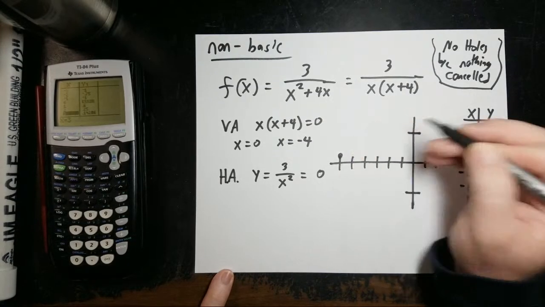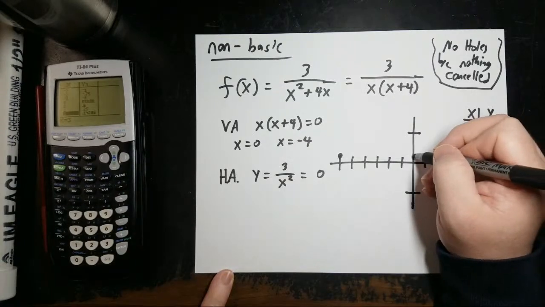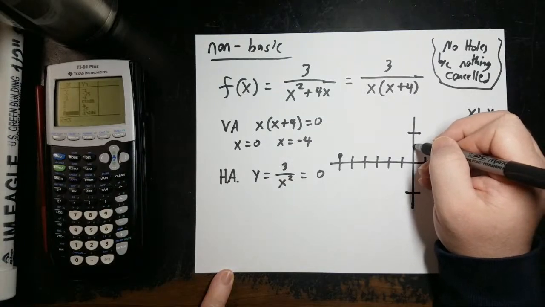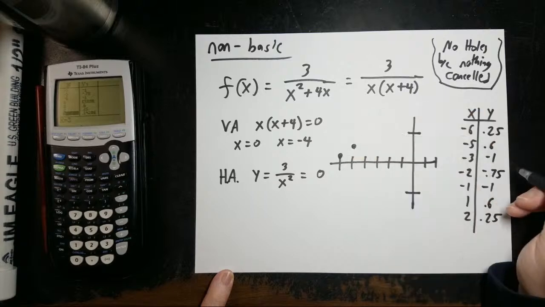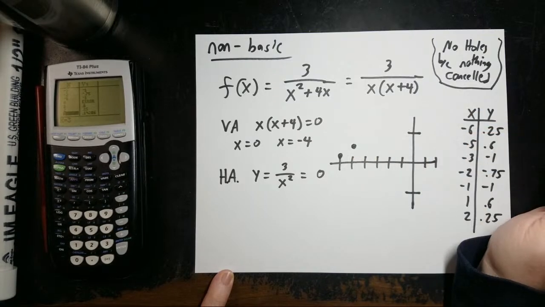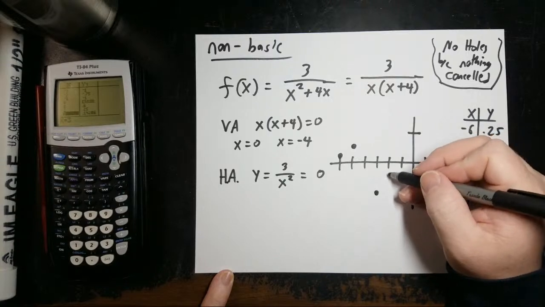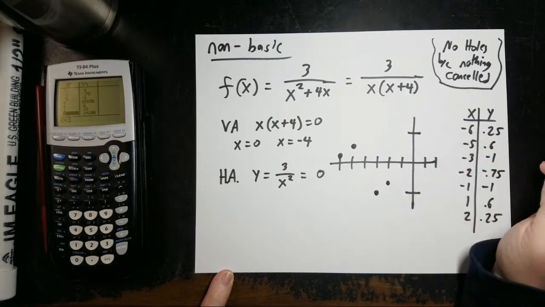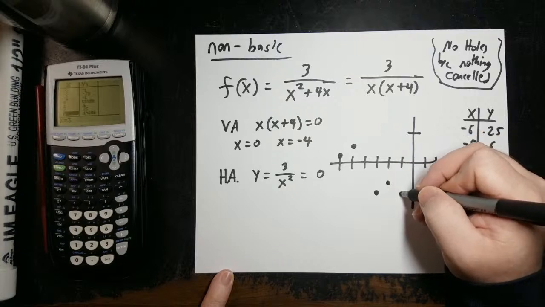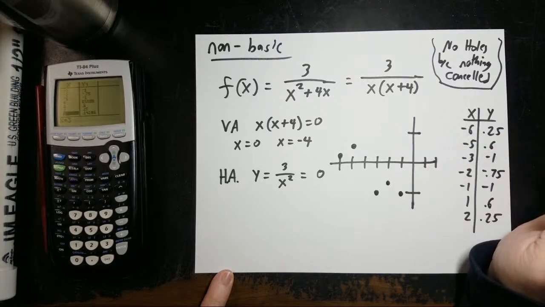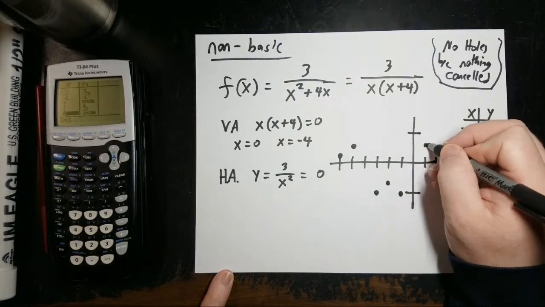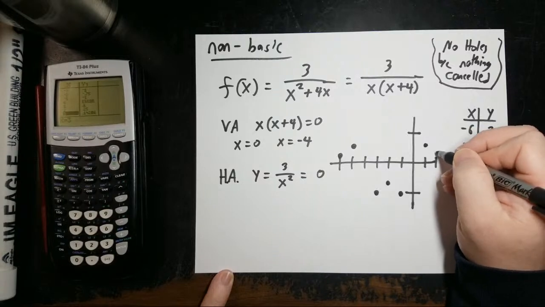So -6, 0.25, -5, and 0.6, -3, -1, -2, -0.75, -1, -1, 1 and 0.6, 2 and 0.25.